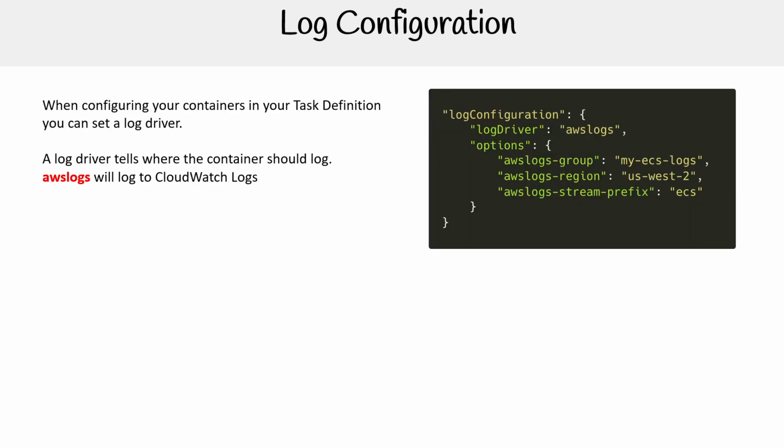With ECS, we can configure logs. And so we can set a log driver, which is a means to send stuff to a particular log. The default one is AWS Logs, and that one is going to log to CloudWatch Logs. In its configuration, you'll have to specify the log group, the region, and the stream prefix.